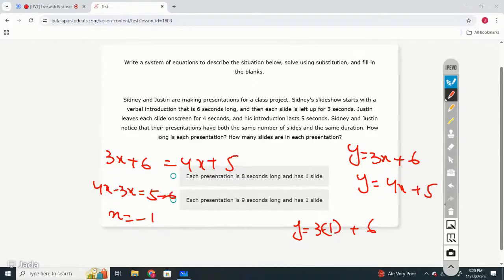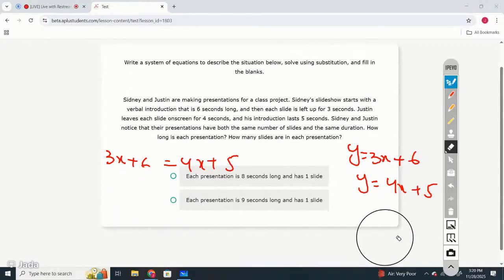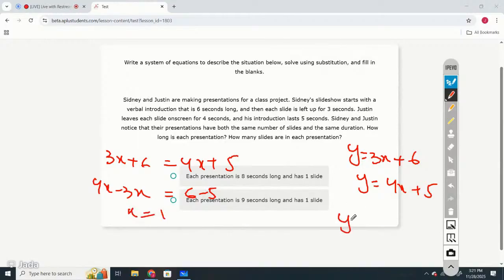That is 6 minus, wait. 4x minus 3x, right? And 6 minus 5. So x is equal to 1. Now y is equal to 4 times 1 plus 5. That equals 4 plus 5. So the correct option is x equals 1, y equals 9.